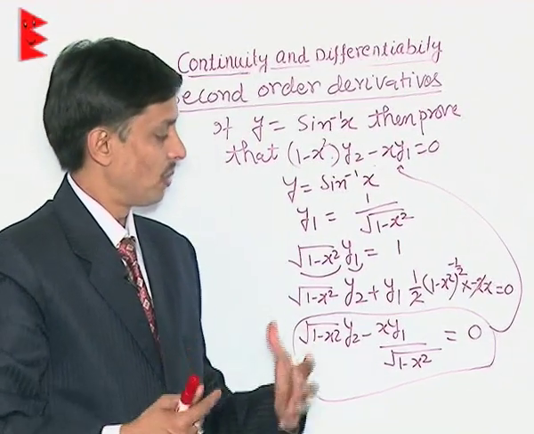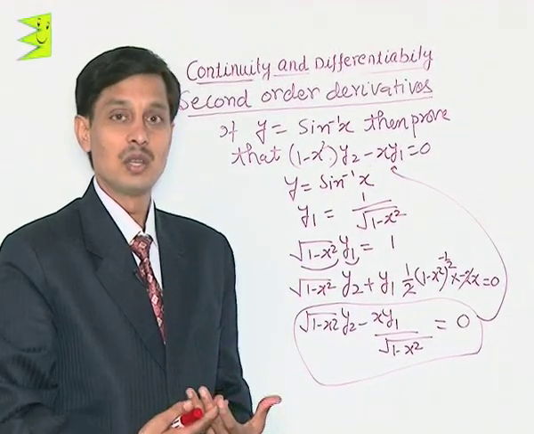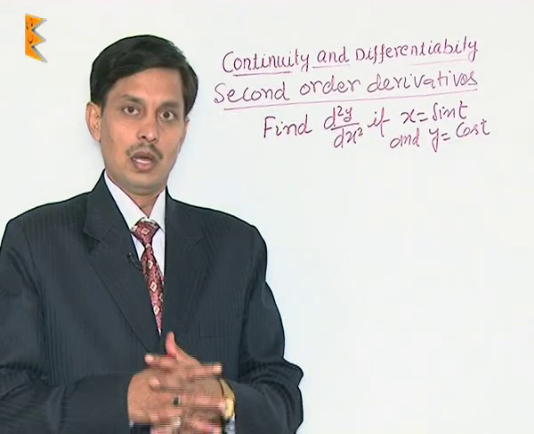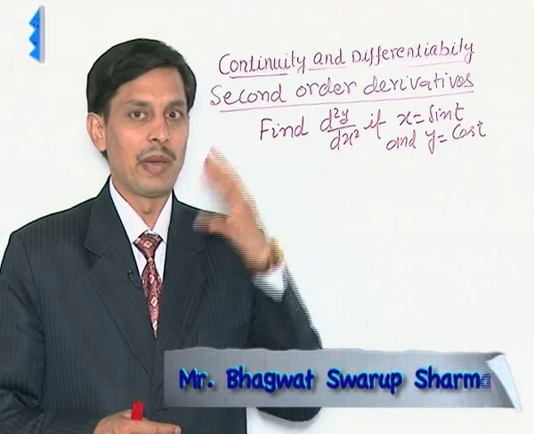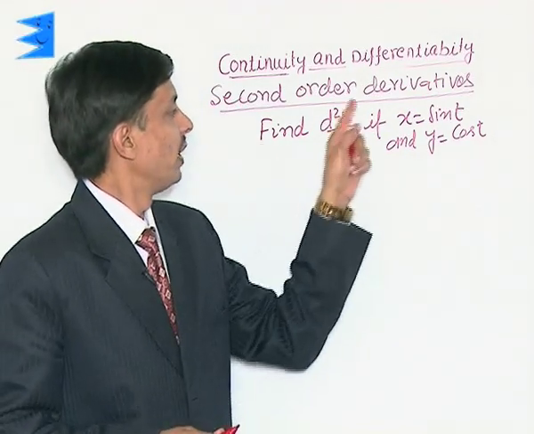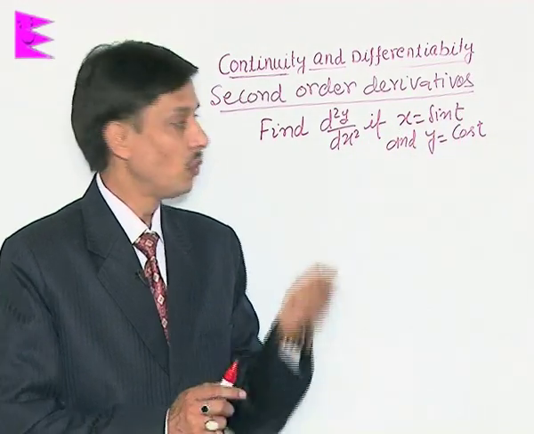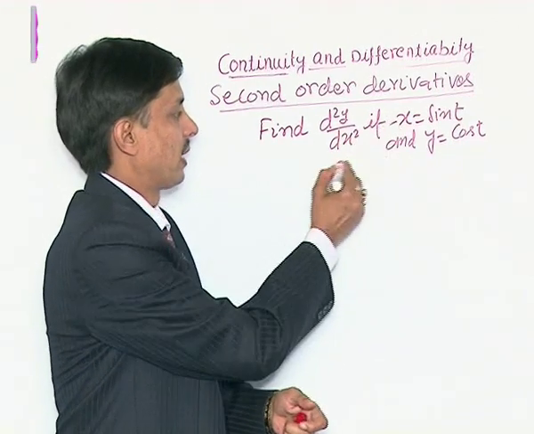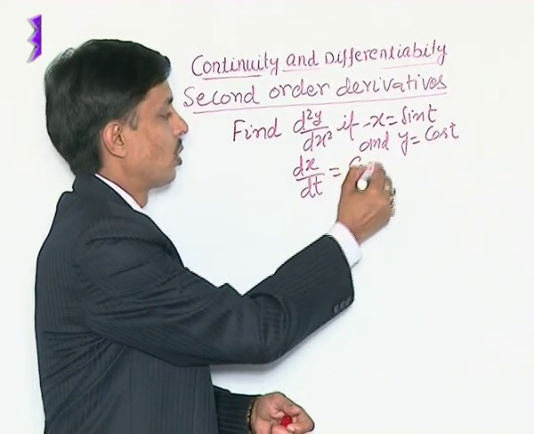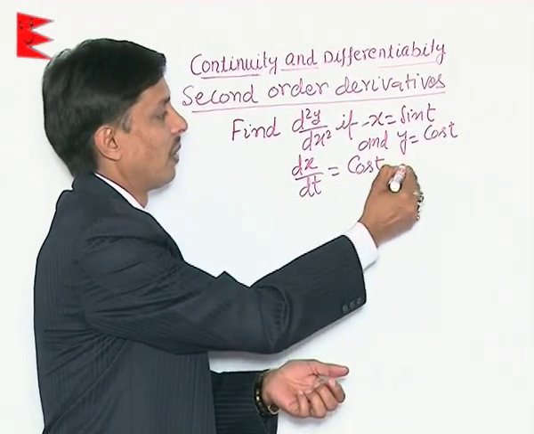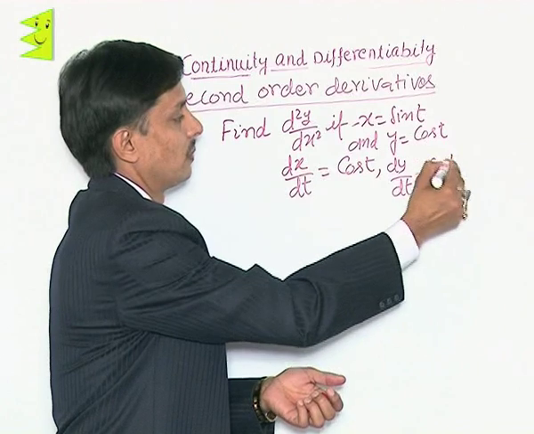So these are the problems where we have obtained the second order derivative and we have proved some results. Now I want to discuss with you a problem where the second order derivative in parametric form is required. Find d2y upon dx square if x is sin t and y is cos t. To find it, first we will differentiate x with respect to t. We will get dx upon dt is cos t, and the derivative of y, that is dy upon dt, is equal to minus sin t.